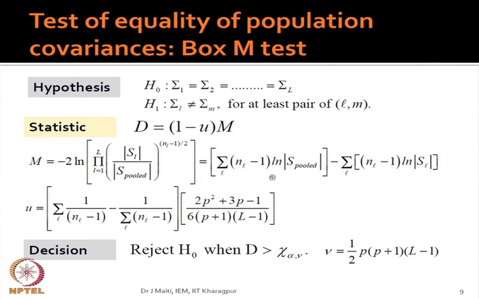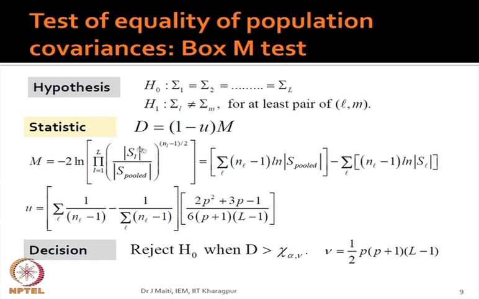This is our M value. Okay. So this M value, and what is the U value? U is the summation of l equal to 1 to capital L of 1 by N_l minus 1 minus 1 by that sum, into (2p² + 3p − 1) by 6 into (p + 1)(L − 1). Okay, this is the development by Box.